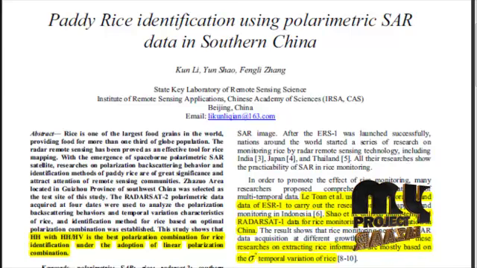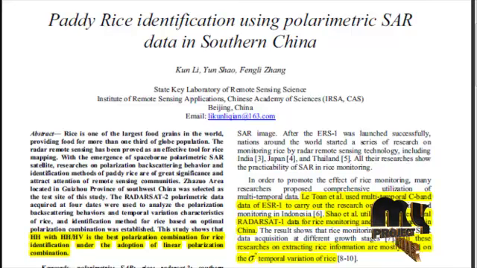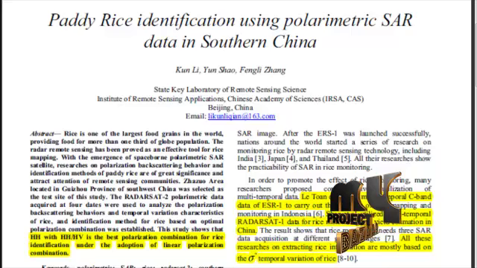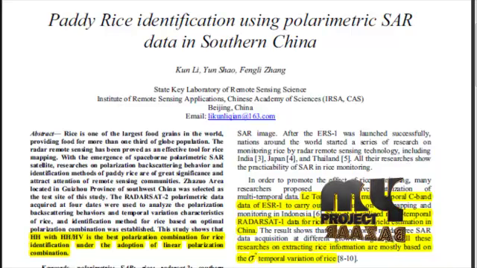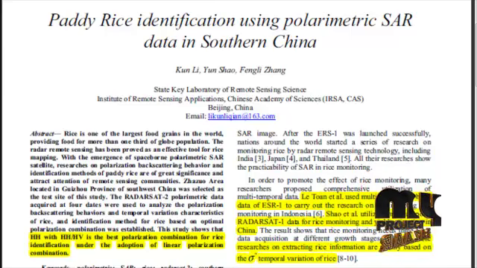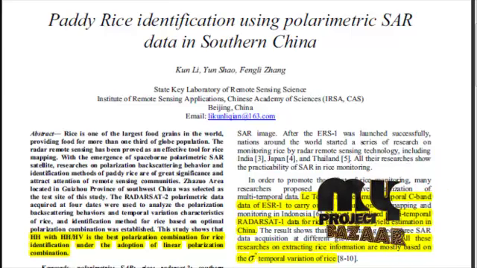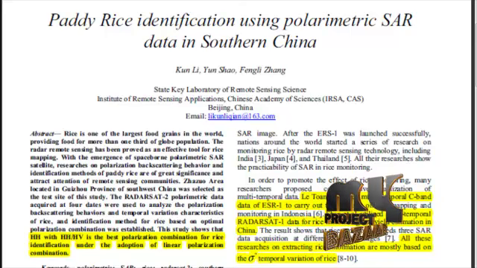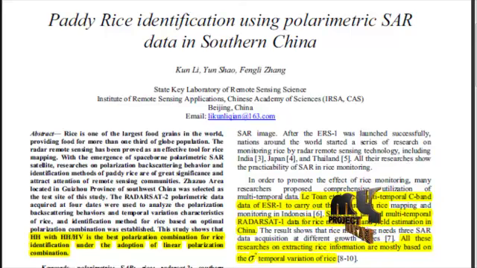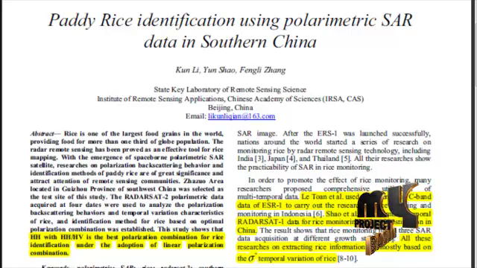Rice is one of the world's major staple foods, and paddy rice fields account for approximately 15% of the world's arable land. Radar remote sensing has been proved to be an effective tool for rice mapping. With the emergence of space-borne polarimetric SAR satellites, research on polarization, backscattering behavior, and identification methods of paddy rice is of great significance and attracts the attention of remote sensing communities. RADARSAT-2 data was used as the dataset to identify the rice investigation points.